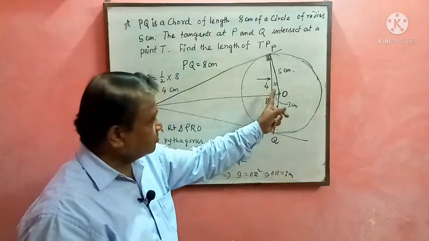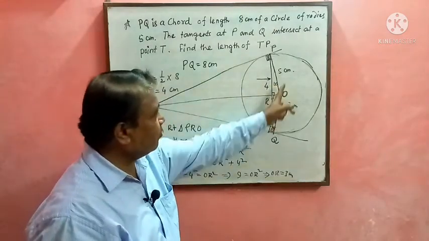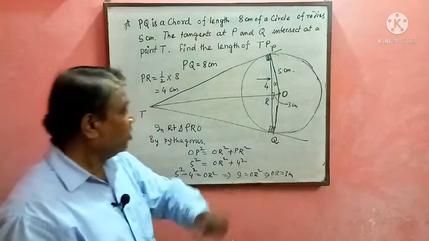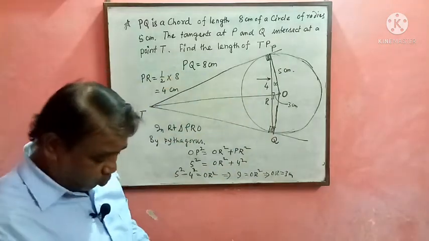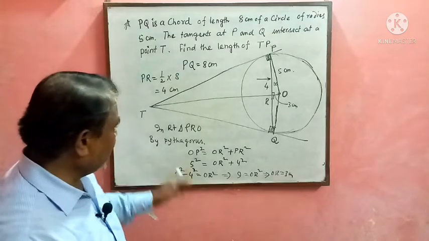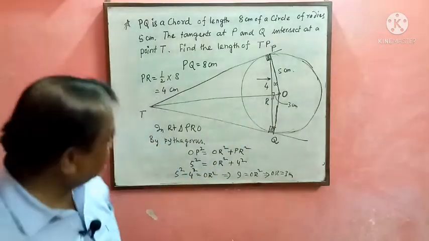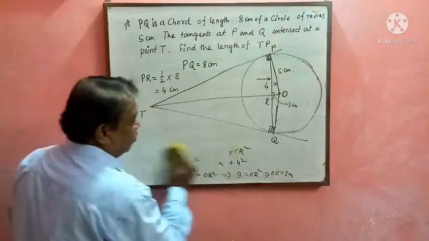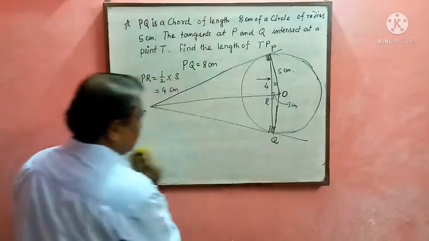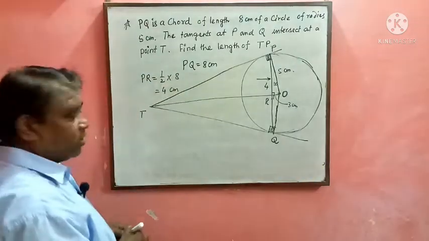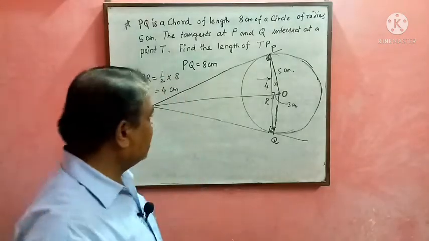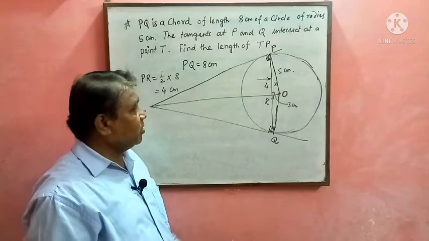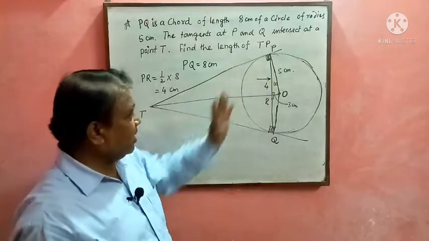Using this data, we have 5, 4, 3. With the help of this data, we will find out PT. How? With the help of Pythagoras, which you have already come to know. Now you see, we will write here because this is your problem on geometry. You have to explain it elaborately.